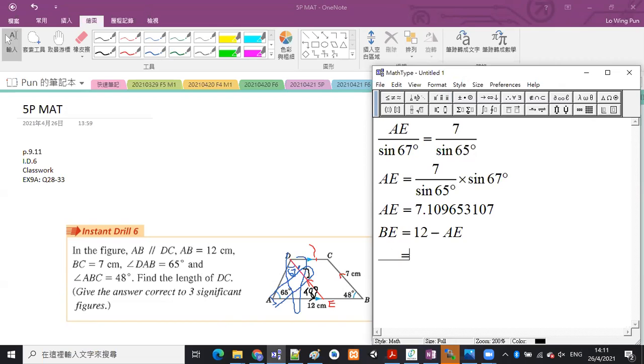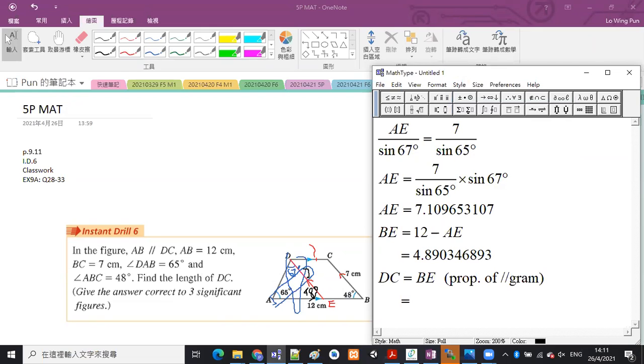That should be 4.8903469893. Okay, and finally, what we want to find is the length of DC. DC is equal to BE. Again, this is property of parallelogram. You don't need to write down the reason. Okay, but I just want to tell you what reason I have used.